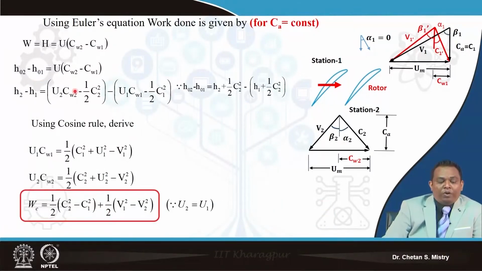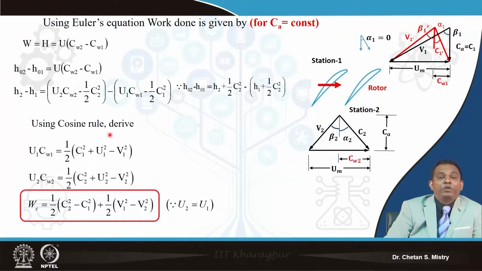From Euler's equation, the work done, assuming the axial velocity to be constant, is represented by W equal to U (Cw2 minus Cw1). Now if I correlate this aerodynamic work with the thermodynamic work, it can be represented as h02 minus h01, which is nothing but Cp (T02 minus T01). This total enthalpy we can represent in terms of static enthalpy and velocity component. So we can write h2 plus half C2 squared minus h1 plus half C1 squared. Putting this in the equation gives a correlation in terms of peripheral speed, whirl component and absolute velocity.